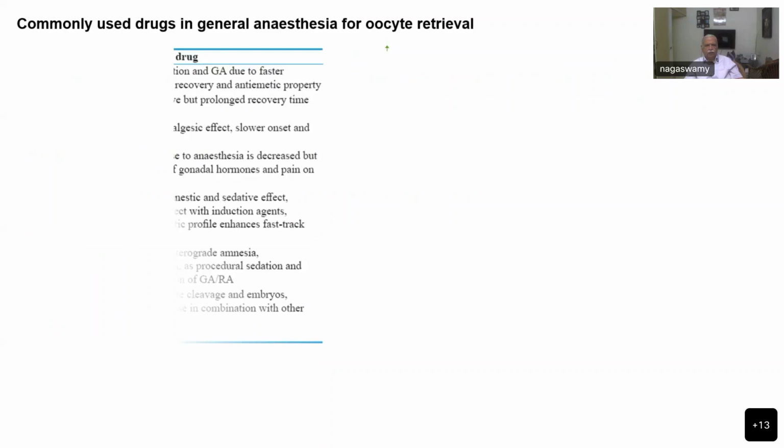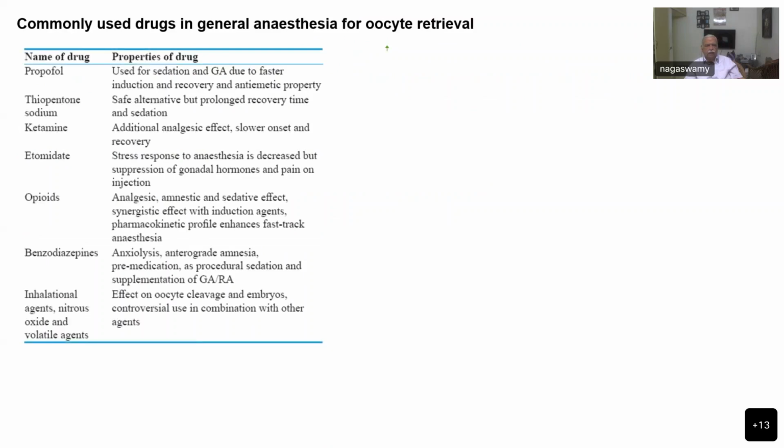And commonly used drugs are the induction agents: propofol, thiopentone, ketamine, etomidate. These are the 4 drugs, and you must be able to describe all the properties and their effects on the oocyte retrieval. Then opioids given for analgesia, benzodiazepines given for anxiolysis, and inhalation agents and nitrous oxide. All the common drugs which we use, you can classify them like that and then write about the properties and their effect on the oocyte.